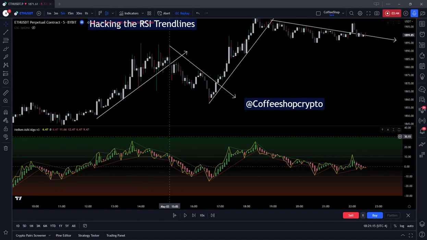Well, I want you to look down. Look at the algo, okay? There are certain settings that I'm using. Again, the settings are in the description. You see these little red and green lines?